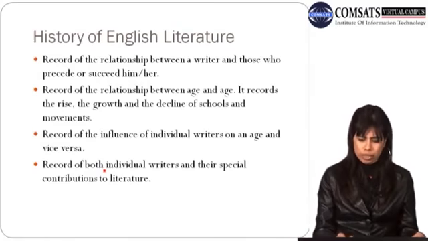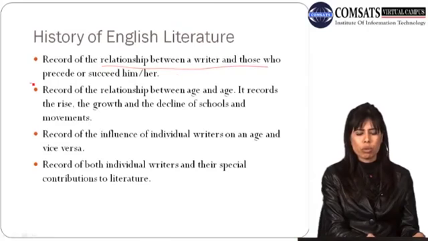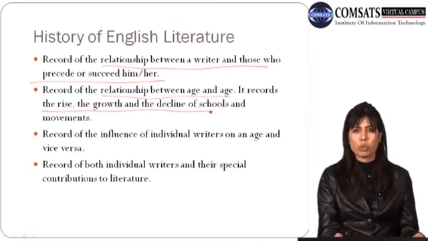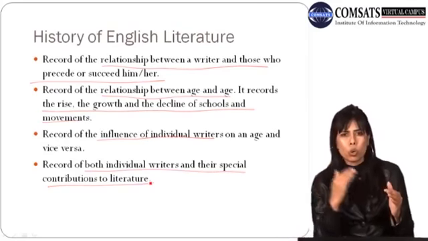So my dear students, here you can see in the first point, this is basically a relationship between a writer and those who precede or succeed him or her. The other one is a relationship between age and age. It talks about the rise, the growth, and the decline of schools and movements. The third point is a record of the influence of individual writers on an age or vice versa, and of both individual writers and their special contribution to literature. So my dear students, basically history of English literature deals with all these concepts.